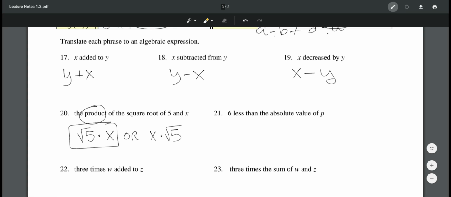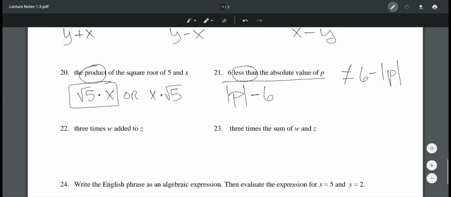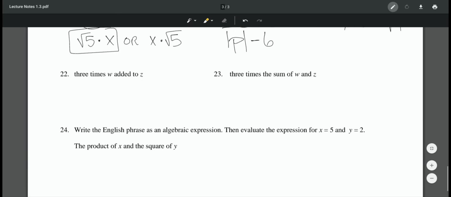Number 21, 6 is less than, that means subtraction. 6 is less than the absolute value of p. Order absolutely matters. Absolute value of p minus 6, okay? We cannot write 6 minus the absolute value of p. That's not what this statement says. It says 6 is less than the absolute value of p. So we have to put the 6 behind the absolute value of p.